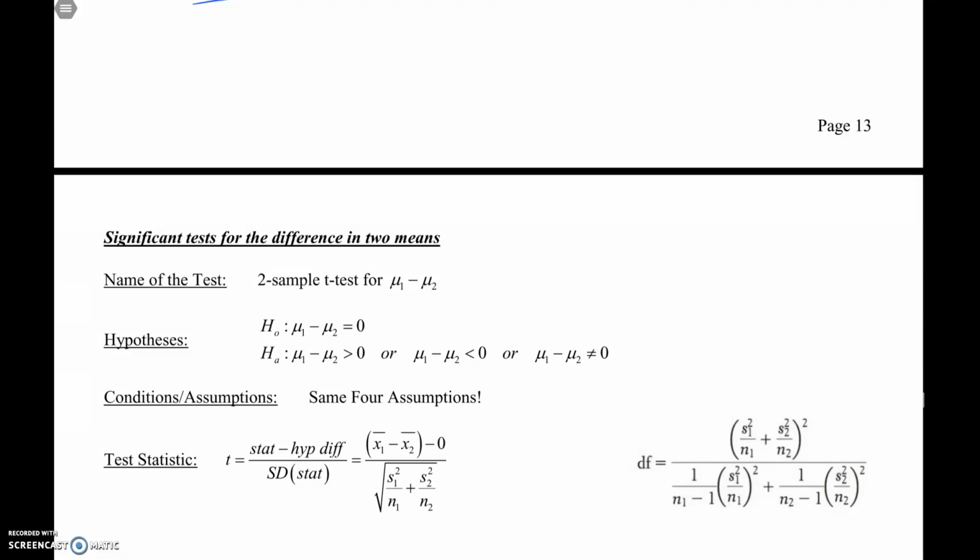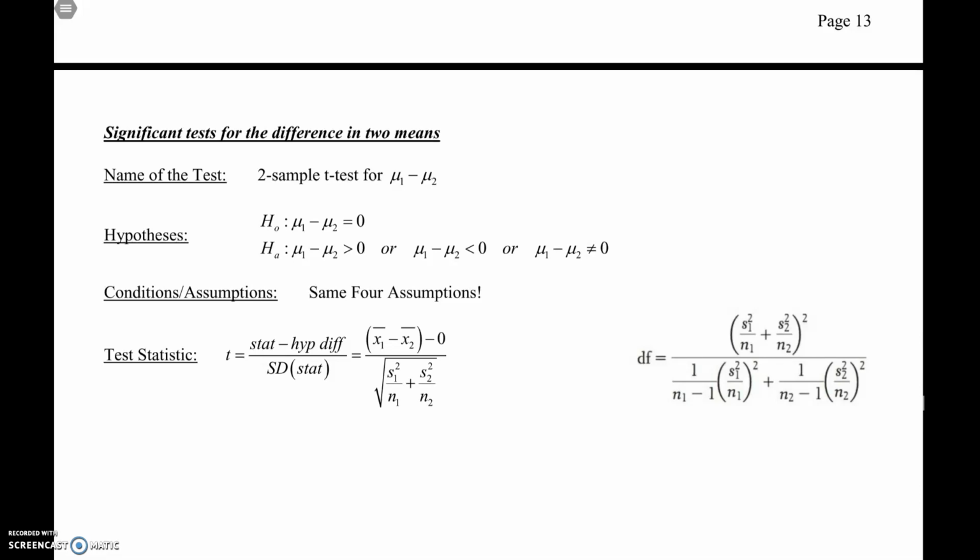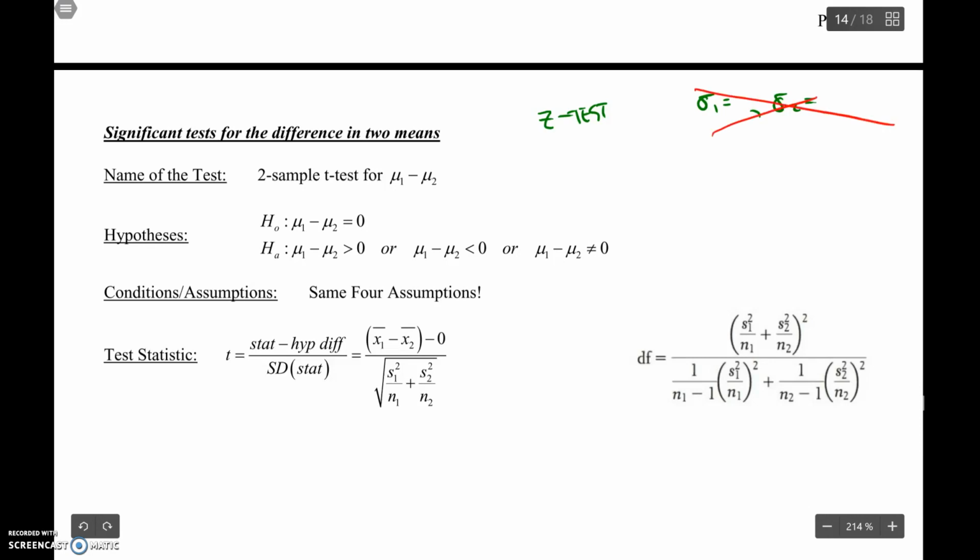All right, so now let's go over significance test for the difference between two means. The name of the test is a two-sample t-test for the difference in means. Now, we could technically run a two-sample z-test if they give us the two population standard deviations, if those are somehow known. But in practice, those are rarely known, so I'm not even going to cover that in our notes.